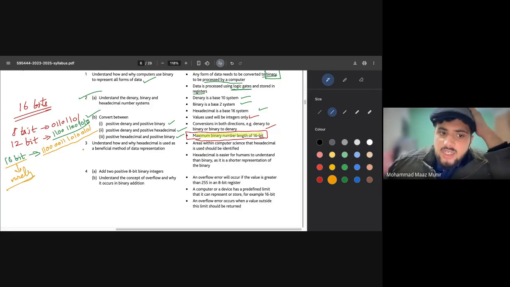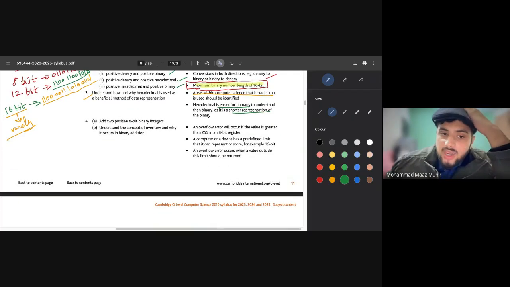So then we basically saw how and why hexadecimal is being used, and what areas it's being used in. So we saw all of those parts. We also saw how it's basically a shorter representation and it is something which is easier for humans to understand. So we are done with this part too. Then we went on to how we can add two positive 8-bit binary numbers, something we discussed today. And we saw that if a value is greater than 255, it's going to result in an overflow error.